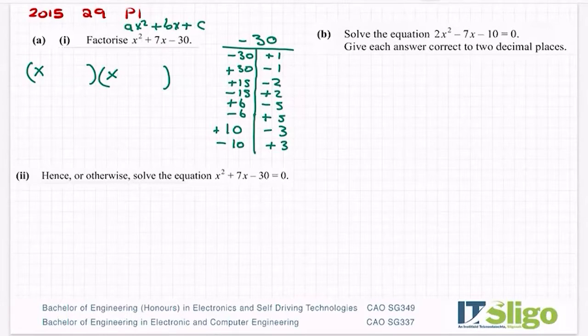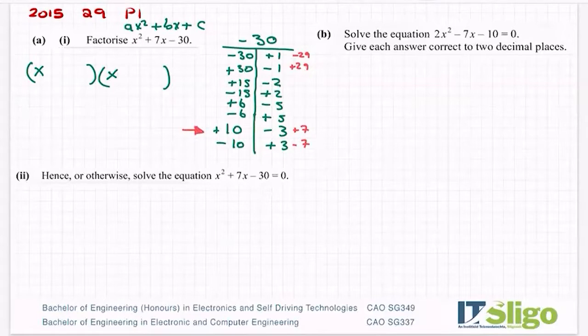So for example, when I add the top ones together, minus 30 plus 1, I get minus 29. When I add plus 30 and minus 1, I get plus 29, okay? When I add, for example, 10 and minus 3 down the bottom, I get plus 7. When I get minus 10 plus 3, I get minus 7, and so on and so forth. That's what I mean by adding them together. So the one we need is the one that gives us plus 7. So this is the right set of factors for this quadratic.